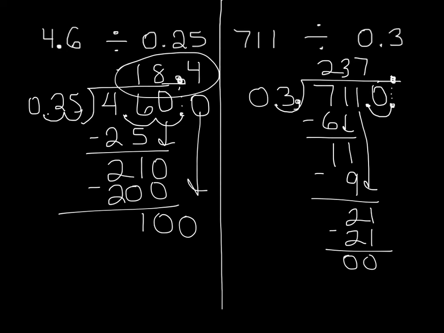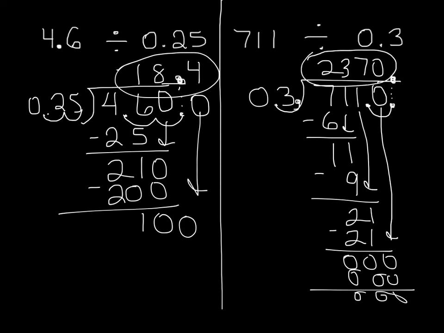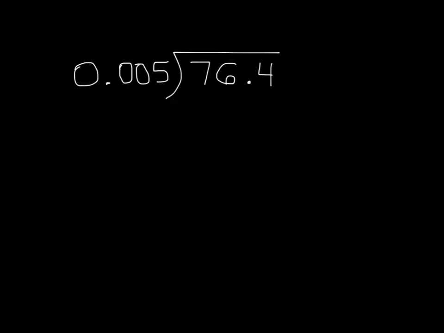And I still got to bring down that 0. So I bring it down. 0 divided by 3 is 0. 0 times 3 is 0. And 0 minus 0 is 0. So I get 2,370. And here's our last one.